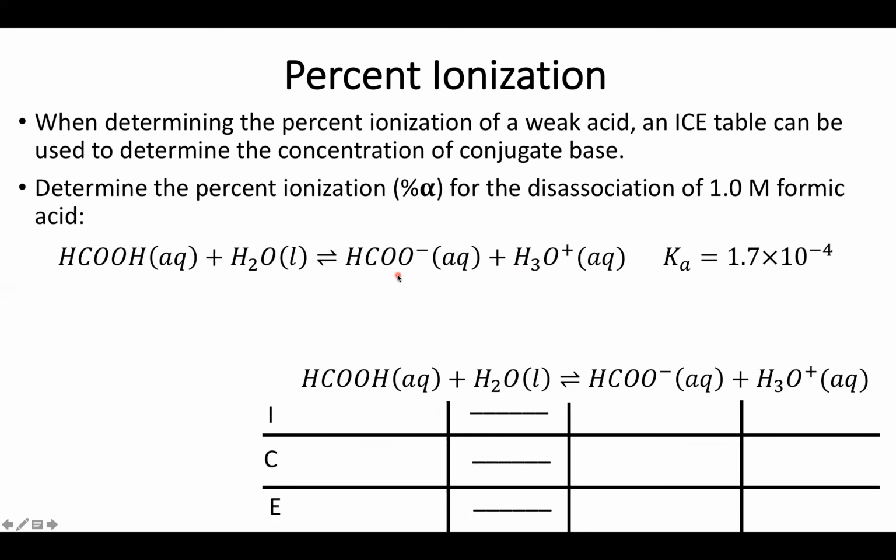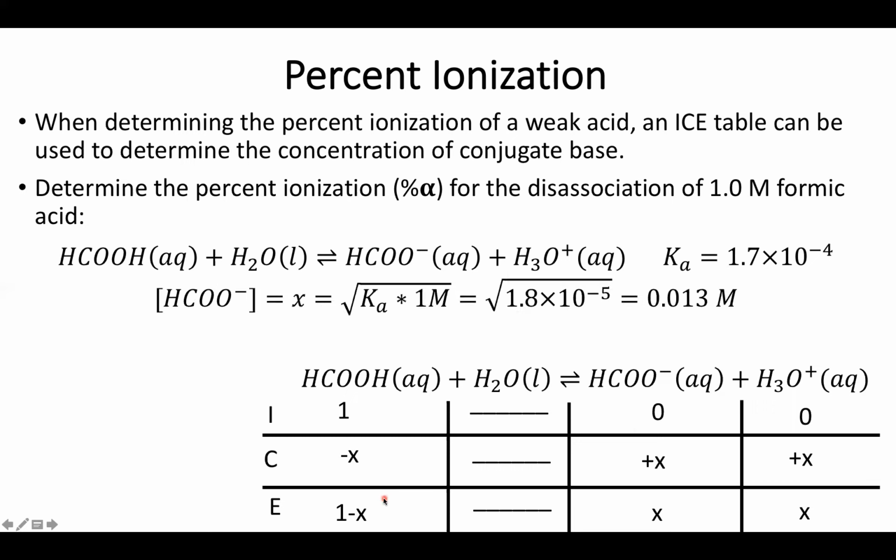So we'll go ahead and start with our ICE table, again ignoring water because it won't show up in the equilibrium constant. We have an initial concentration of 1 molar formic acid and 0 of everybody else. We're consuming formic acid and producing formate and protons. So then we have a nice simple equilibrium. However, let's go ahead and make the math a little easier by assuming that x is going to be fairly small. In other words, that we're not going to be consuming that much of our formic acid.